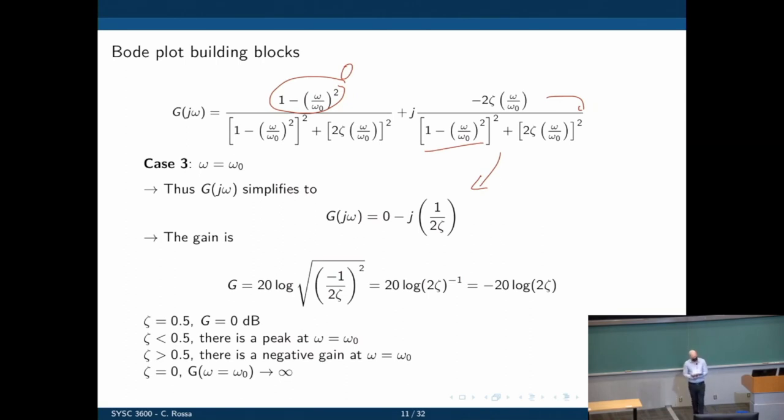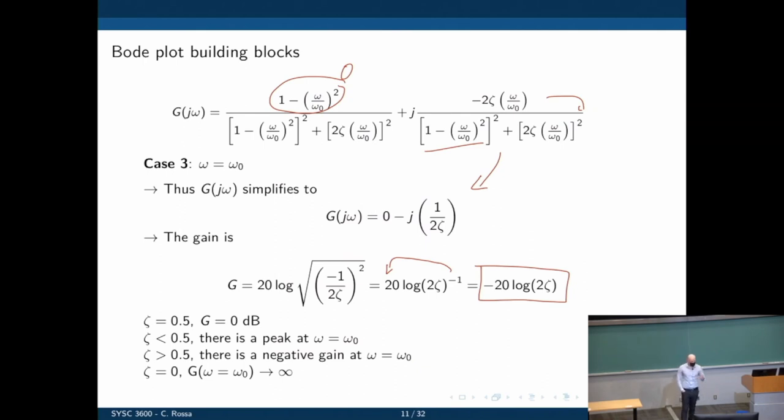What is the magnitude? Well, the magnitude is 20 log of the imaginary part plus the real part. That's what we get. Now that negative one that we see there can come to the front of the equation because it's a log function, and this is the result. It simplifies simply to negative 20 log of 2 zeta. So what is happening here? When zeta, which is the damping ratio, is exactly 0.5, then 2 times 0.5 is 1, 20 log of 1 is 0, the gain is 0 dB.